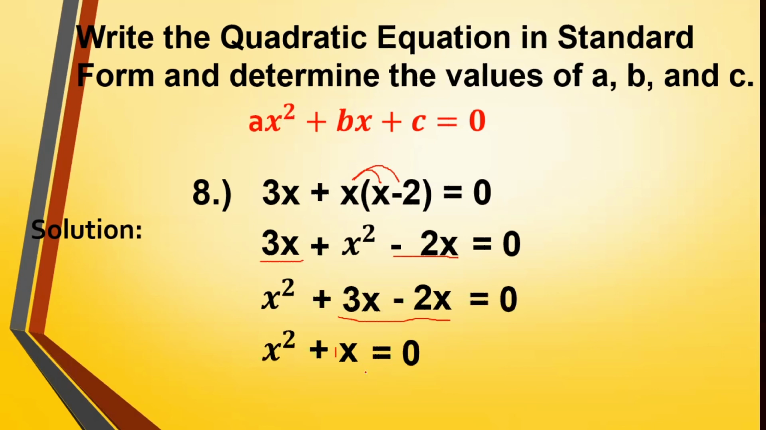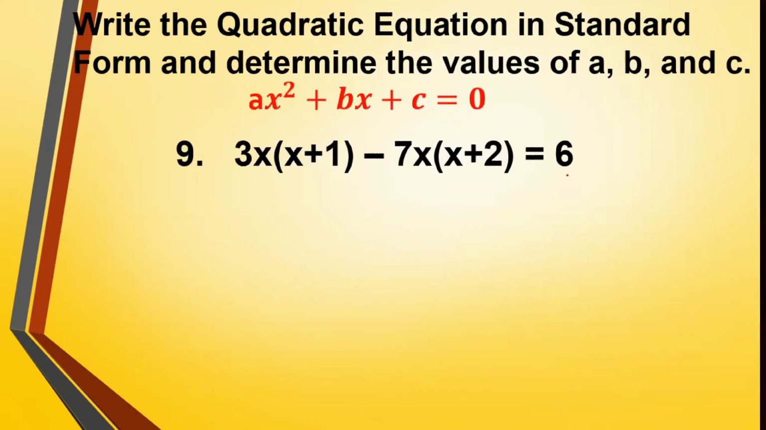Any question about example number 8? None. If there are no questions, what is the value of a here in the equation? 1. Very good. 1, from the coefficient of x squared, which is understood to have a 1. How about the value of b? 0. Very good. Do we have a whole number here or none? None. If there is no whole number, what is the value of c? 0. Very good. 0 is the value of c. So, any question about example number 8? None. If there are no questions, let's proceed to the next.